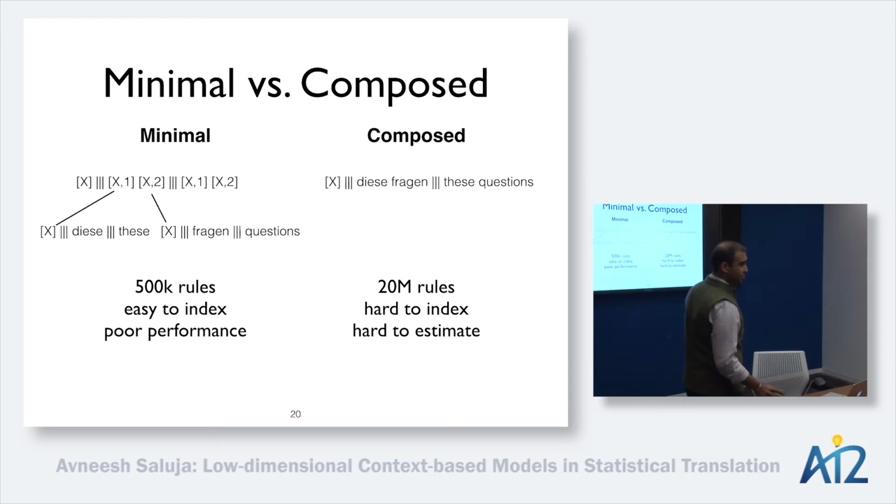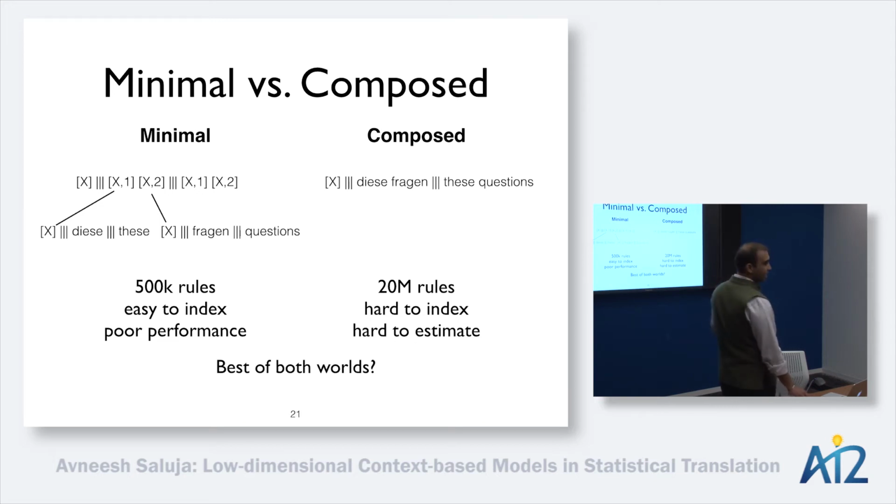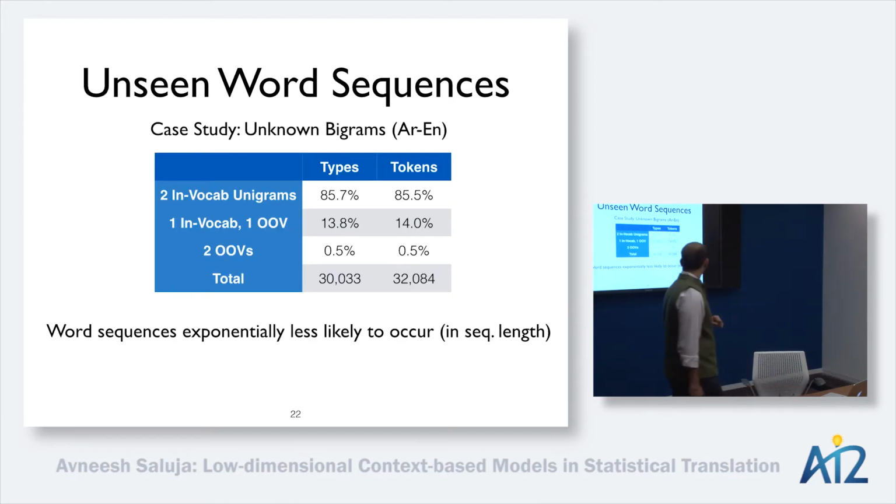Naturally, the larger grammars, because there are more rules, are harder to index. They're harder to estimate because they're rules that I've seen extremely infrequently in the data. But at the same time, the minimal grammars are easier to index, but we know that they don't have as good performance. And so now the question is, can we really get the best of both worlds? And that's what I'm hoping to achieve over here.